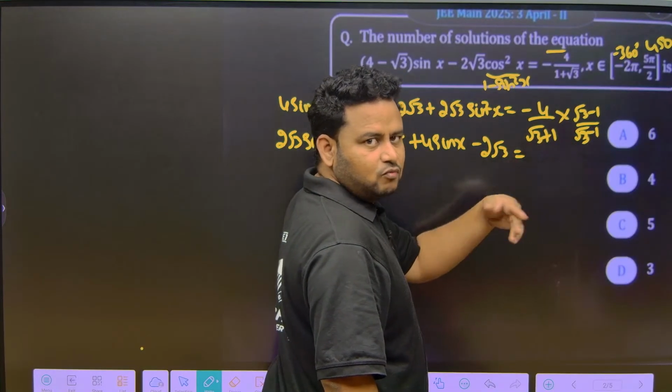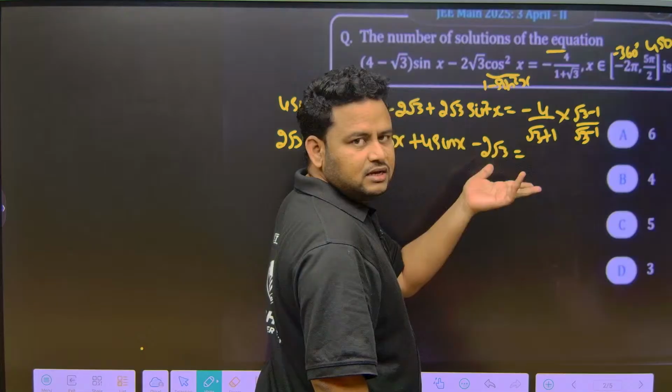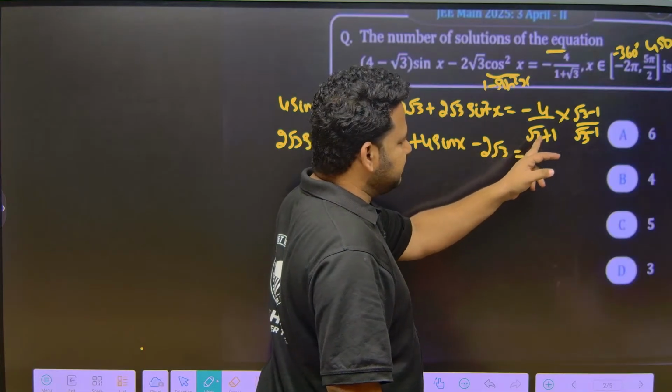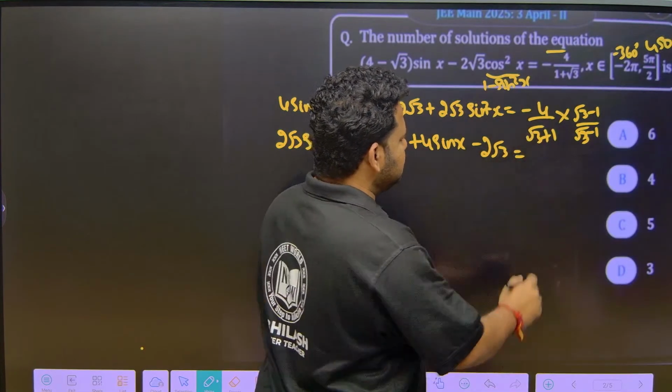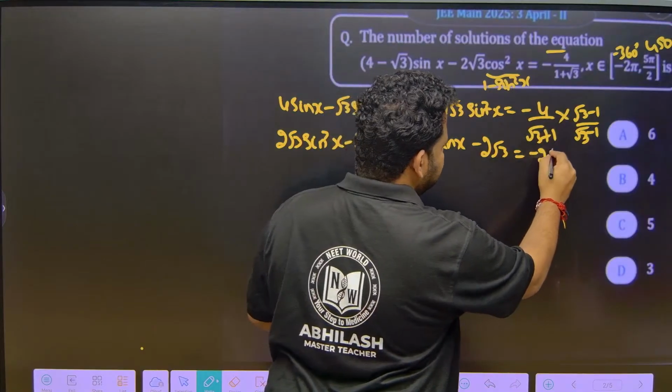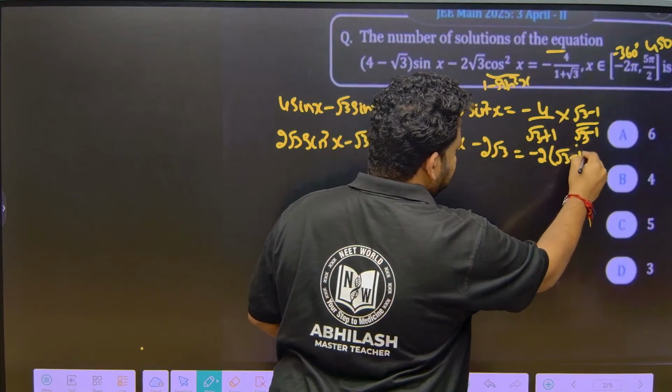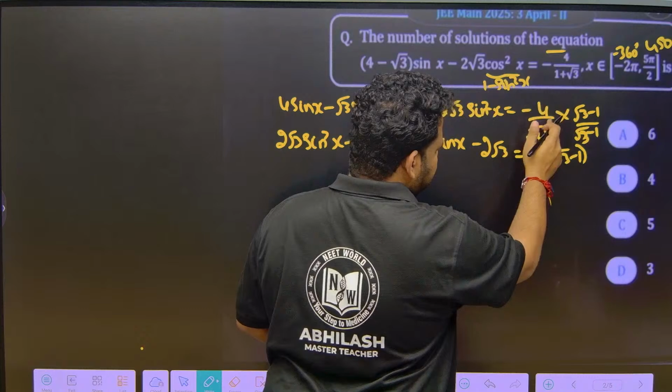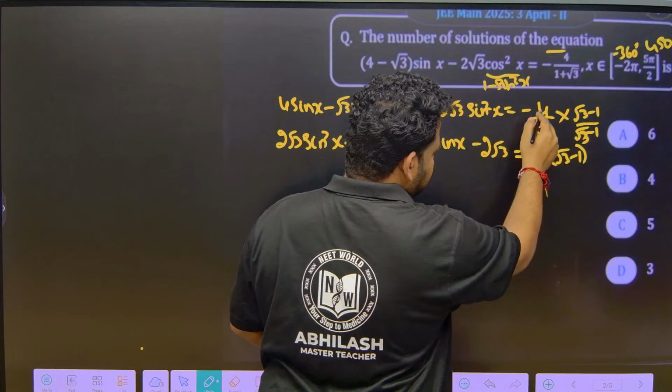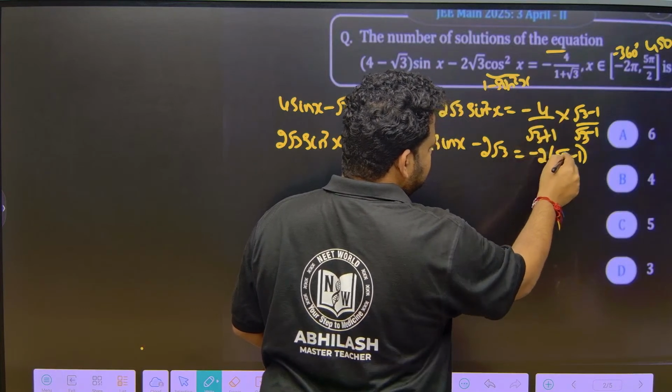This will be a square minus b square, that is 3 minus 1. 3 minus 1 is 2. So this will become minus 2 into root 3 minus 1. Okay, denominator will be 2. So 2 will cancel. I can write it as 2 2s are 4. So this will become minus 2 into root 3 minus 1.